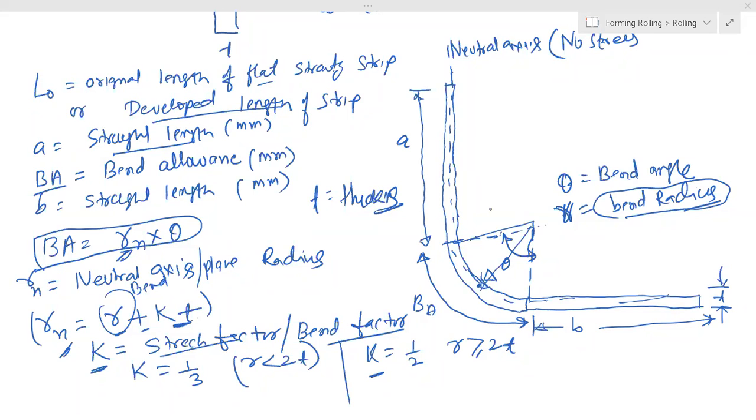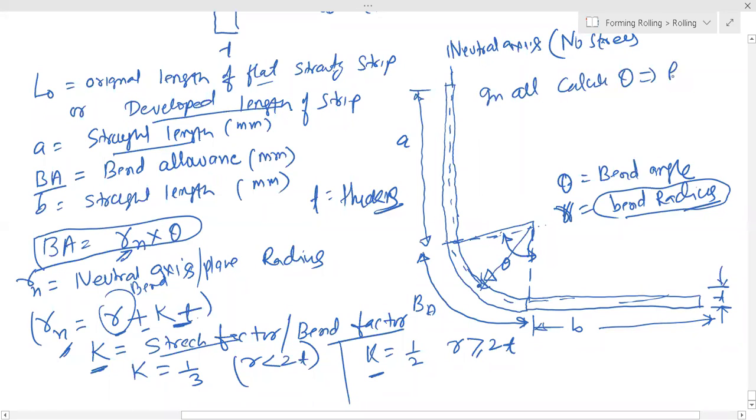Everybody understood this? Theta unit. Theta should be in radian. Already I had told you that the theta unit, Nikhil, theta will be in radian. In all calculation, again I am writing, in all calculation, theta is in radian. 180 degrees is equal to pi radian. So 1 degree is equal to pi by 180 radian. Clear now?